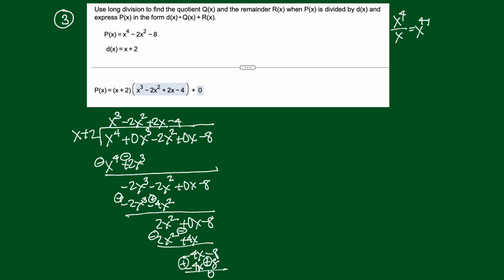So that's our remainder. So what I'm going to say now is that that polynomial underneath there, x to the 4th minus 2x squared minus 8, I don't need those 0x's here. This is equal to the divisor, x plus 2, times the quotient, which is x cubed minus 2x squared plus 2x minus 4, plus the remainder, plus 0. Okay, and that's what we're supposed to write. I guess for some reason, up here, they want us to write that plus r. All right, so this is what I would write.